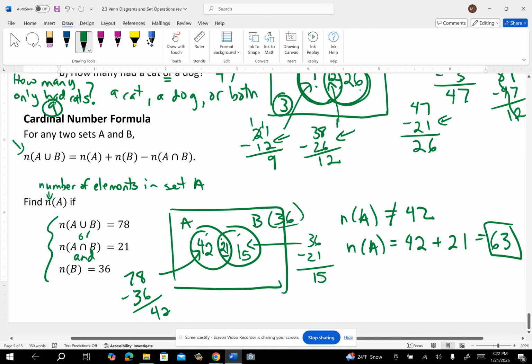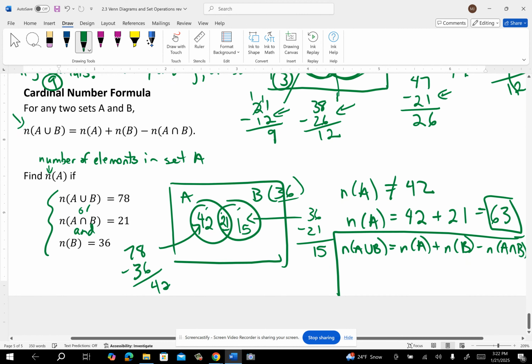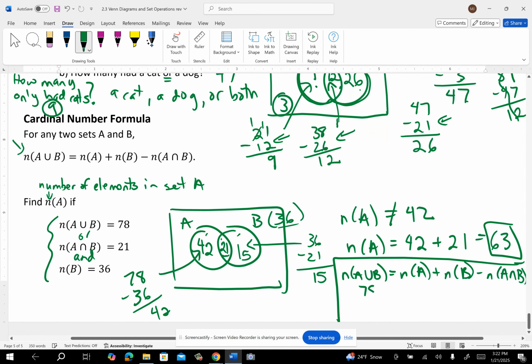All right? Now, what I'm going to do right here is look at the formula for a minute. So let's just blindly use the formula. It says the number of elements in the union of A and B equals the number of elements in A plus the number of elements in B minus the number of elements in the intersection of the two. So what we could do is plug in what we know. We know that's 78. We know the number of elements in B is 36. Number of elements in the intersection is 21.